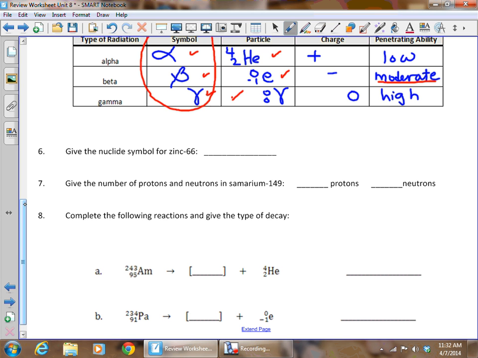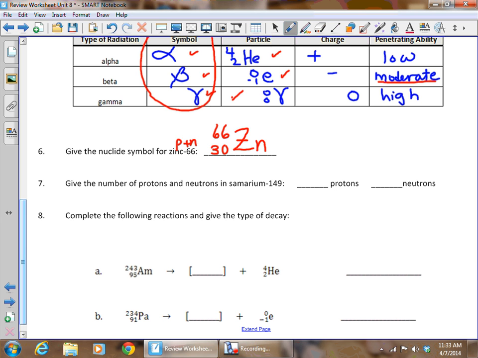So, for the nuclei symbol, I didn't fill these in yet because I wanted us to review it. Remember that when you make the symbol, you have the element symbol first. Down at the bottom is going to be the atomic number for zinc. If you look up zinc on your periodic table, you will see that zinc is number 30, so its atomic number is 30. And once you know that, remember that 66 is protons plus neutrons. So that's the number that's going to go on top. That's 66.